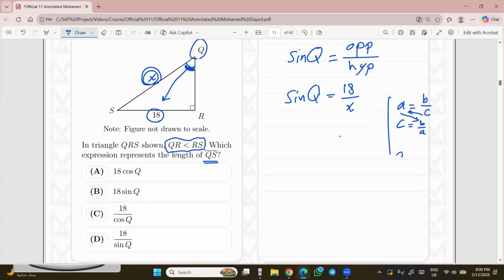If you have 8 is equal to X over, let's say, Y, how can we get Y? Y is equal to X over 8. That's a skill I want you to master. So here we want to get X. Move this up here, move this down here. So X is equal to 18 over sine Q, which gives you the answer, letter D.